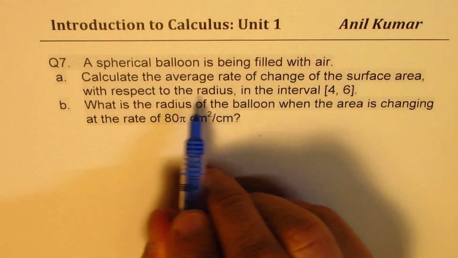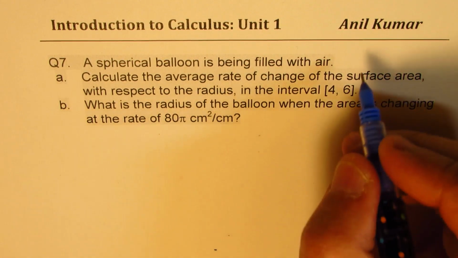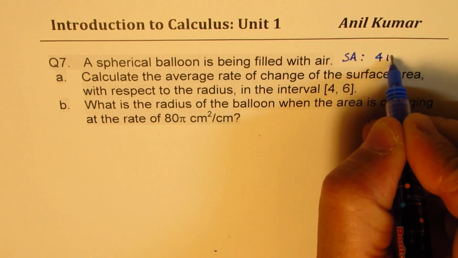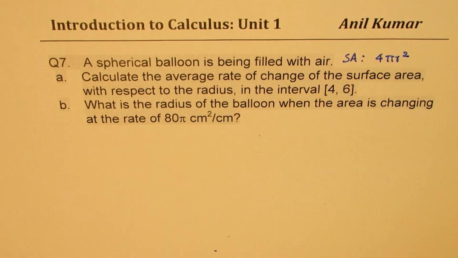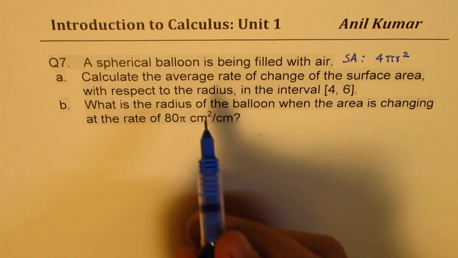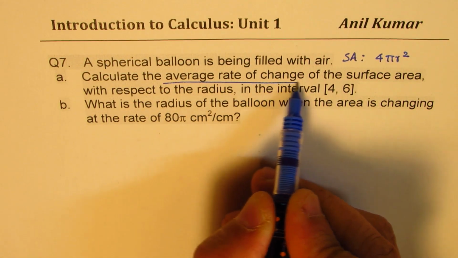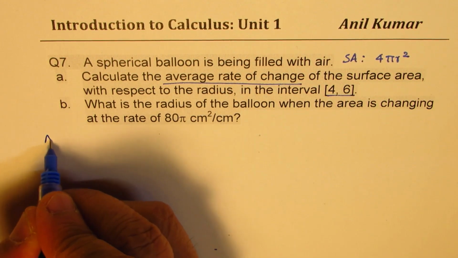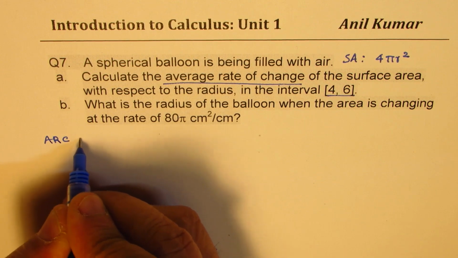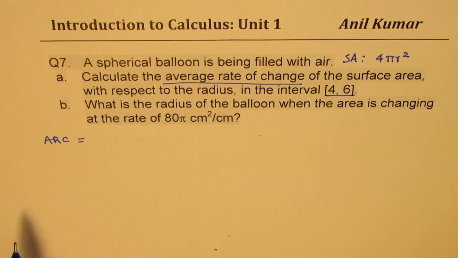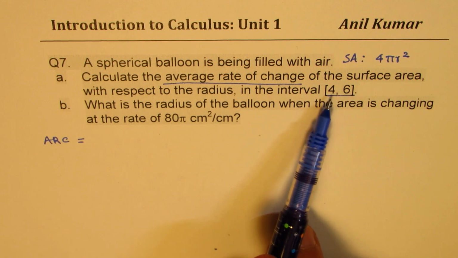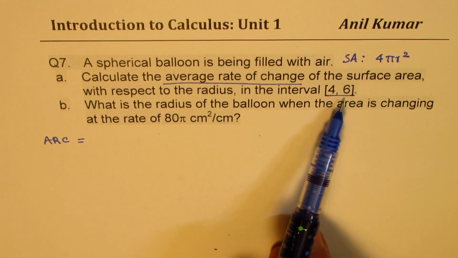Here, we are interested in surface area. So what is the surface area? Surface area for a sphere is 4 pi r square, right? So you can use this formula to calculate. So let's first find what is average rate of change 4 to 6, right? So average rate of change basically is equal to rate of change with radius of 6 minus radius of 4 divided by 6 minus 4, right?